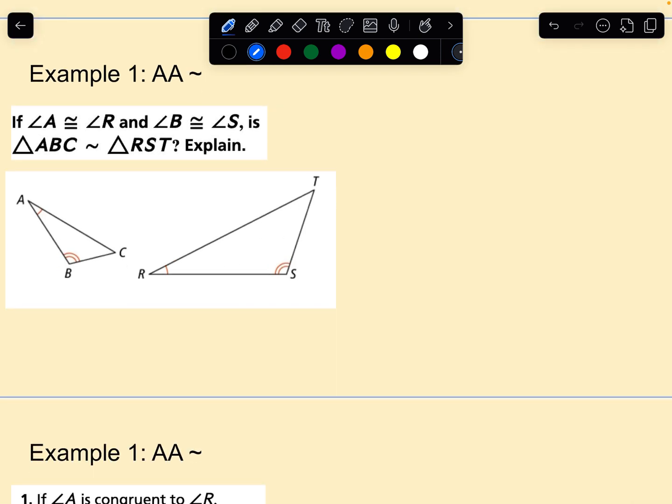Here they're telling me that angle A and angle R are the same, and they're telling me angle B and angle S are the same. We can tell by looking at the markings, which then would have to mean that angle C and angle T are the same. So we have two angles of one triangle congruent to two angles of the other triangle. So the triangles are similar by the angle-angle similarity theorem.